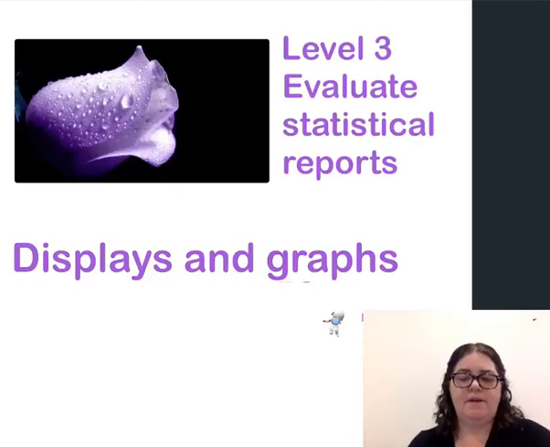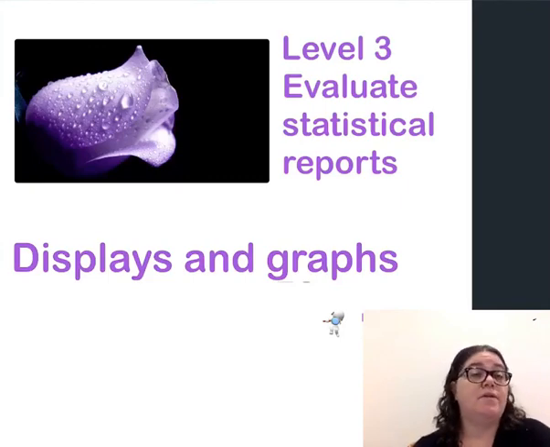So I just want to have a little look at some displays and graphs and how we would interpret them, and what are some of the good features and not so good features that we want to look for.